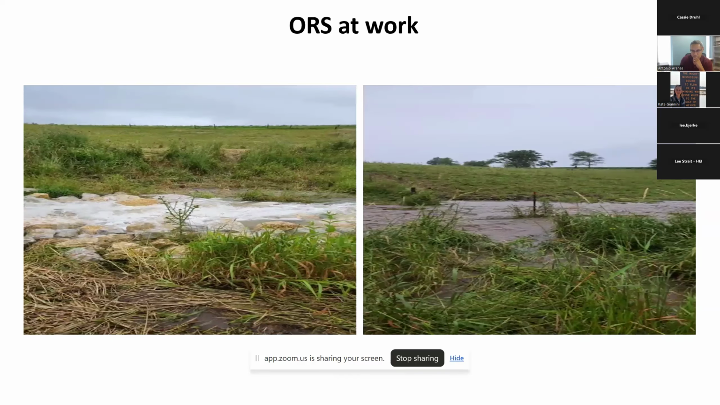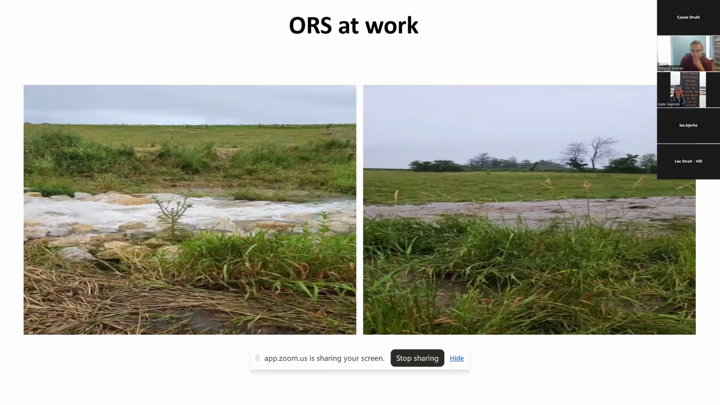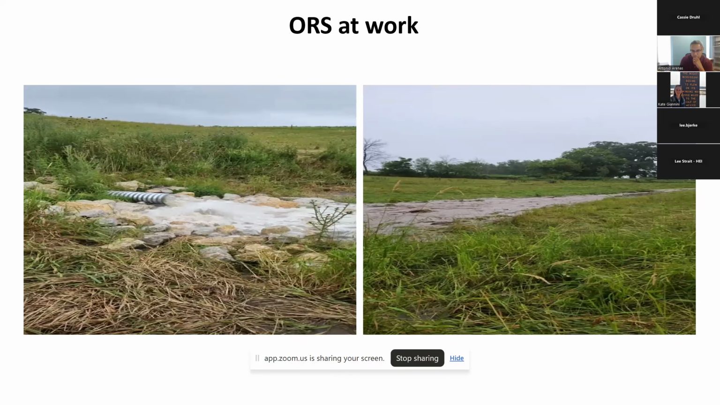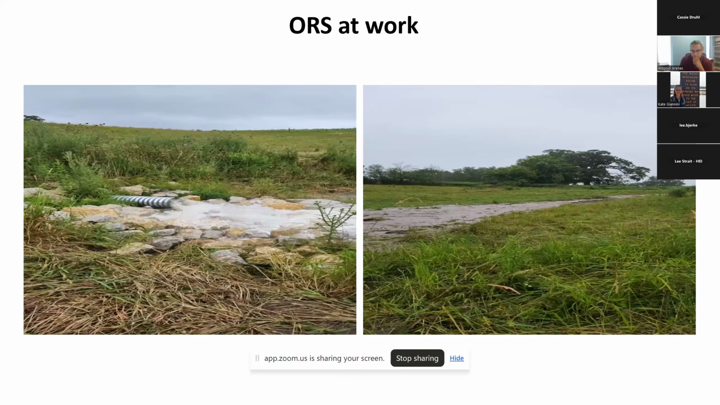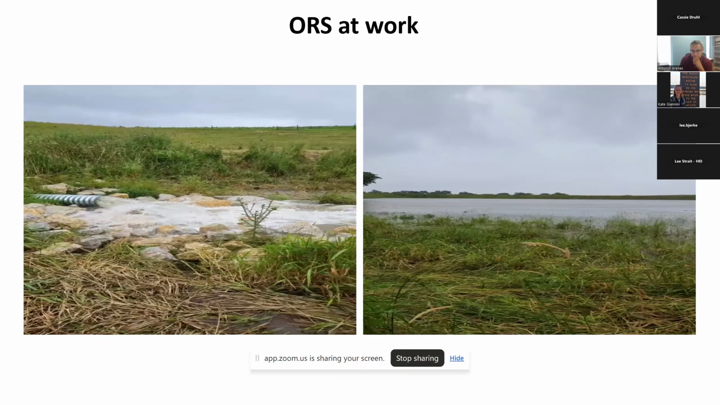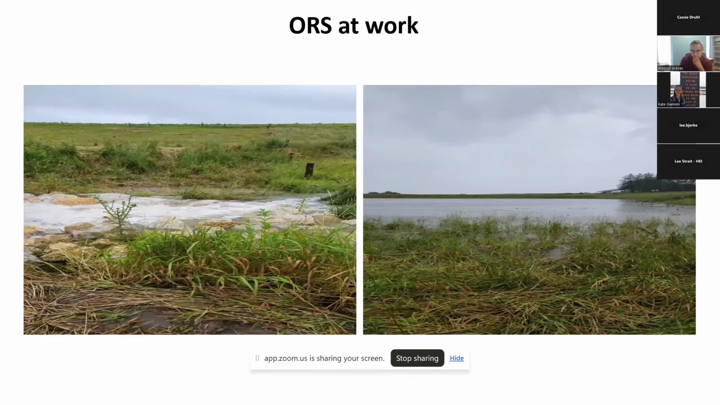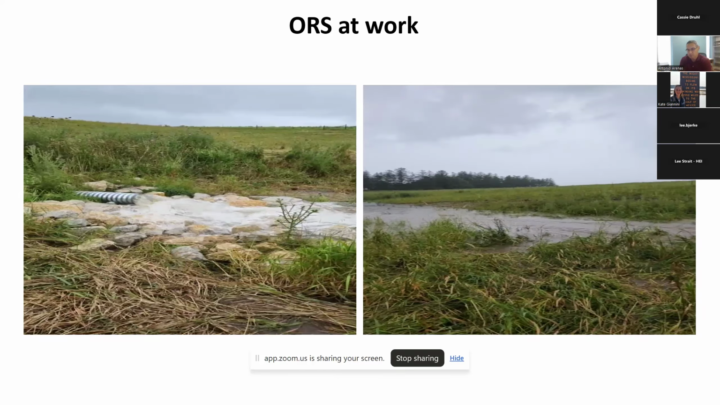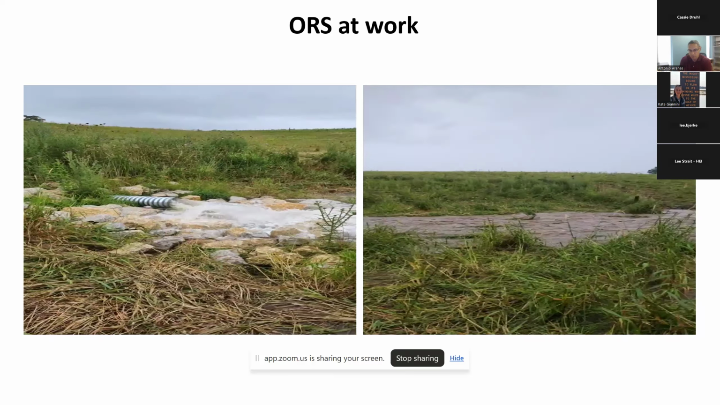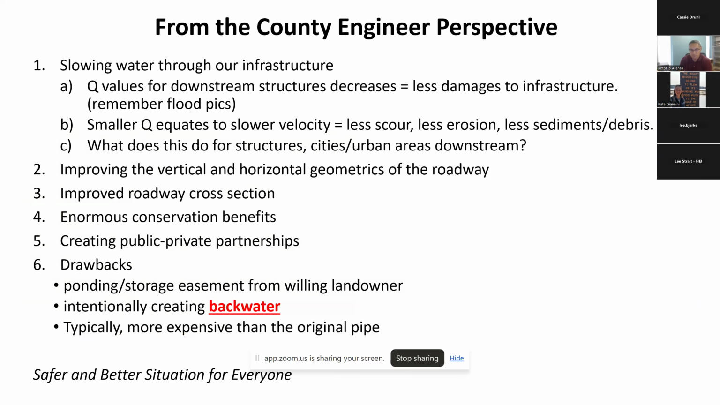The water is still flowing into the structure, but it's being controlled, it's being held, and basically reducing the damage from the downstream perspective. Next. I don't know if you, there you go.